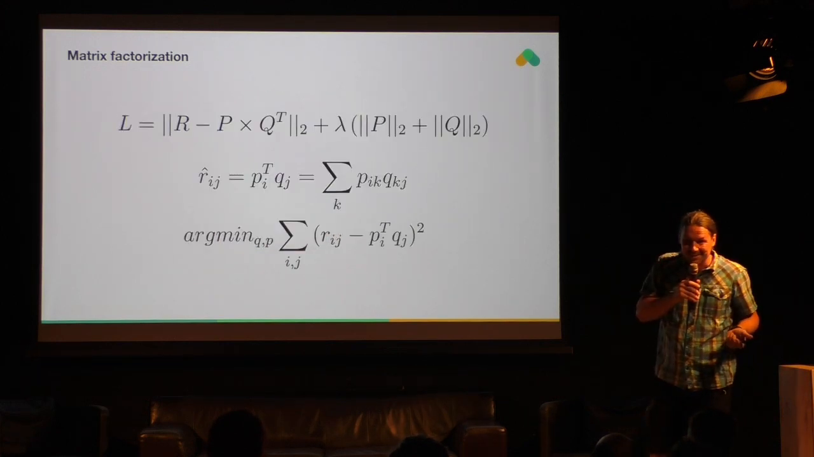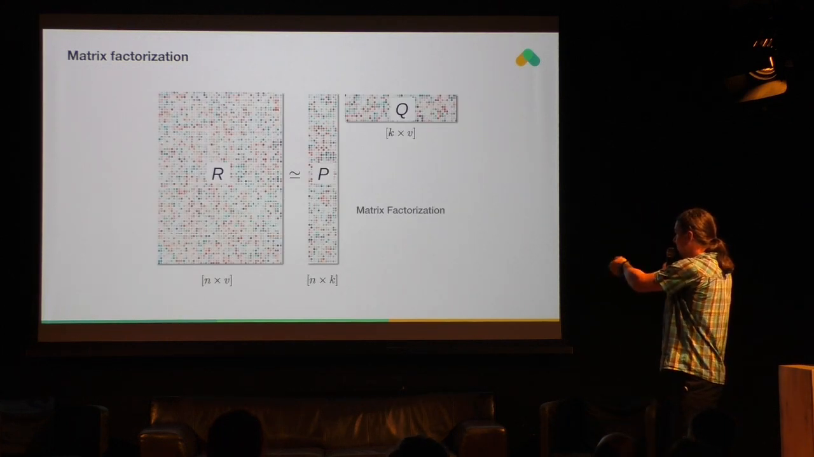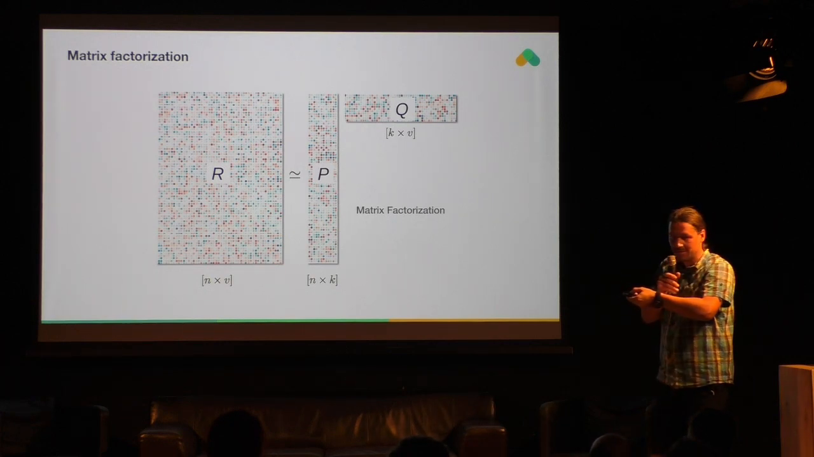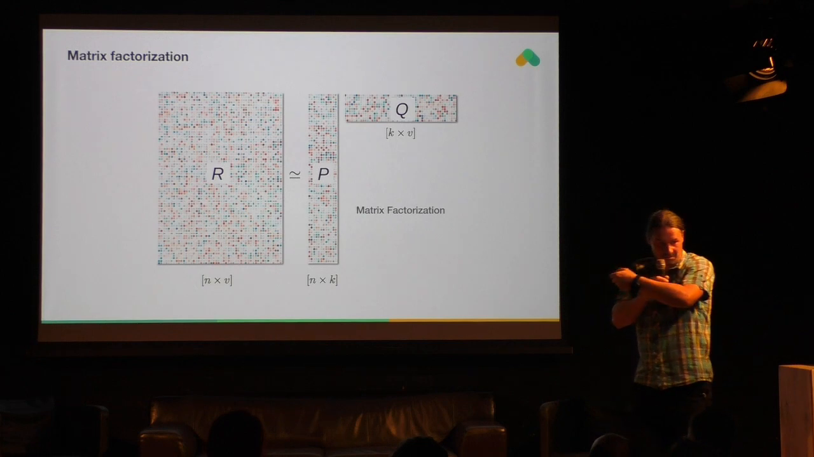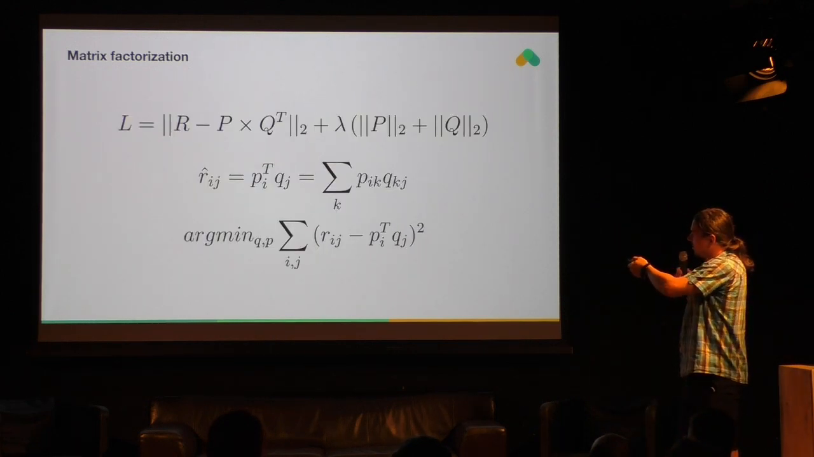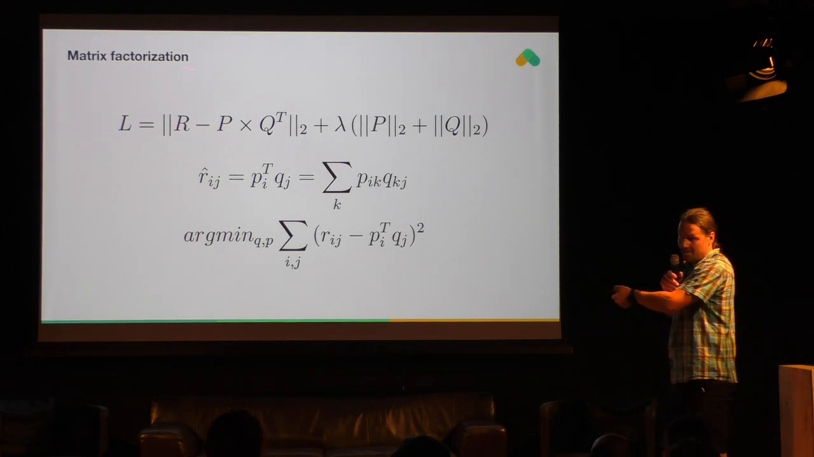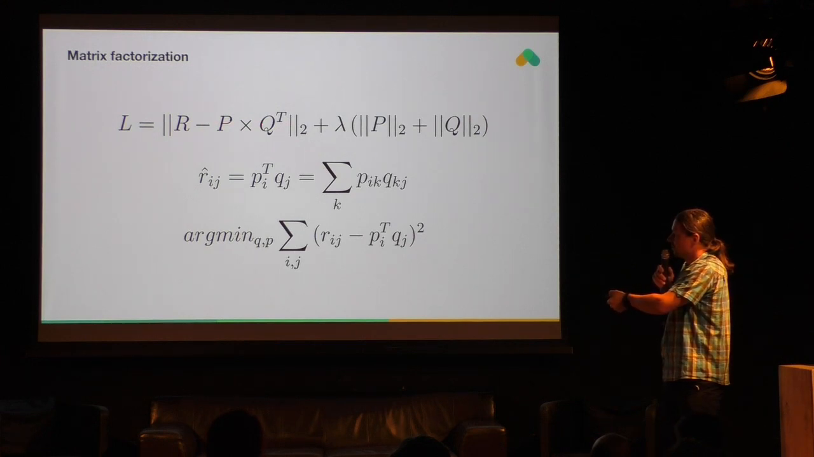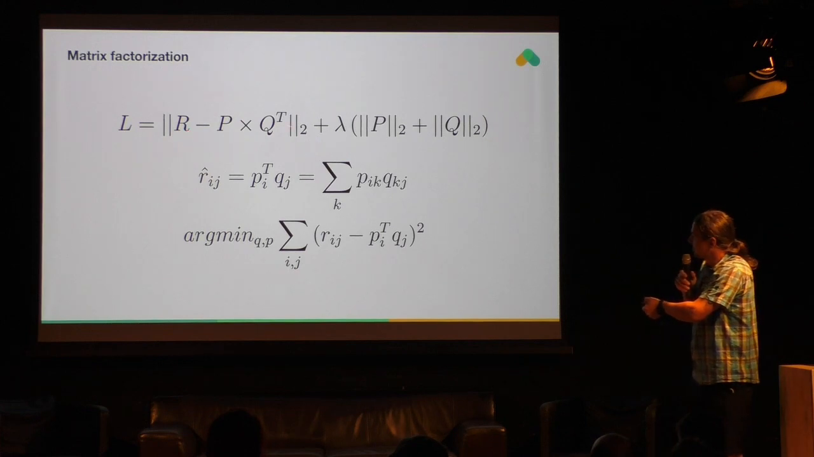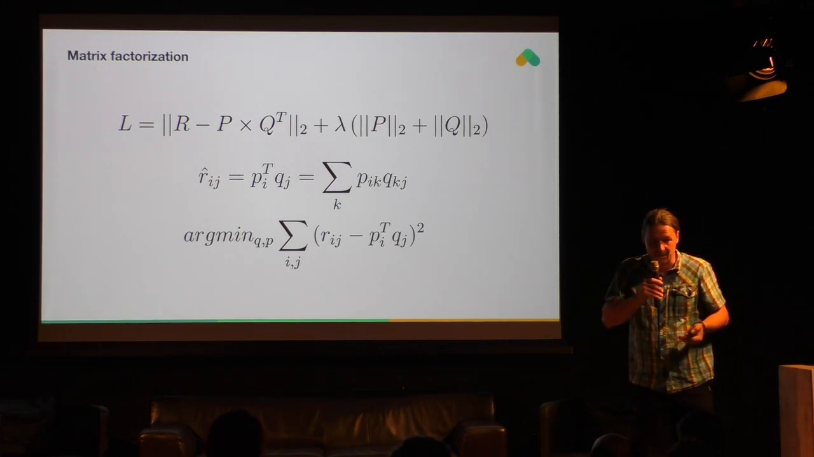And how to compute it? When you multiply these two small matrices, you want to get a small reconstruction error on the large matrix. You can use a loss. You see that the first part is the reconstruction error. It's just the multiplication of the two small matrices minus the rating matrix. And then the second part is some regularization.